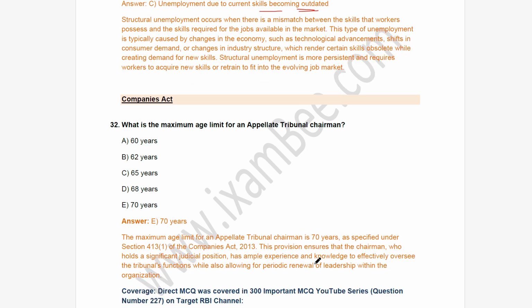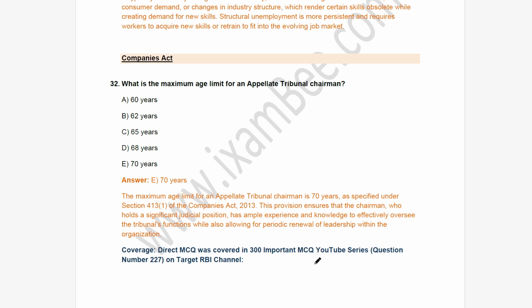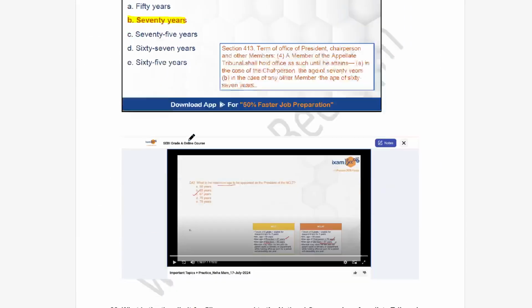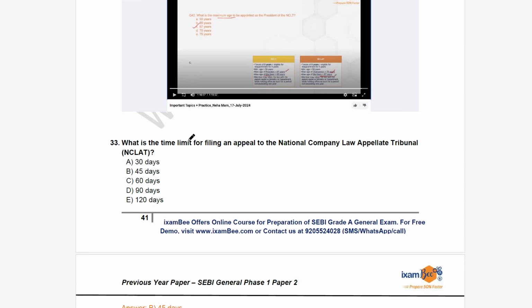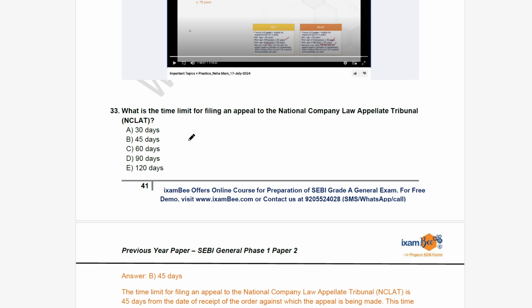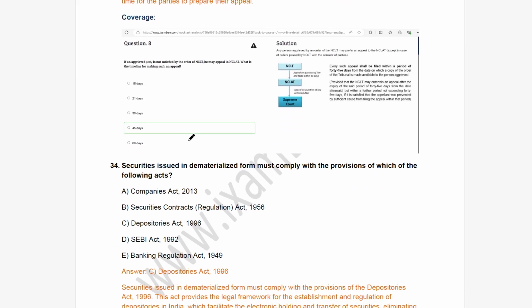Companies Act 100% coverage. We have received so many messages from the students about how each question was there. First question, age limit, a very direct factual question. Either you knew it or you did not know it. The age limit for the appellate tribunal's chairman is 70 years. Okay, we had the same question done in our 300 question series, class discussions, various coverage you can see in the PDF by downloading it. The time limit for making an appeal to NCLAT, the correct answer is 45 days. Okay, a very direct question, expected question, a factual question, right?